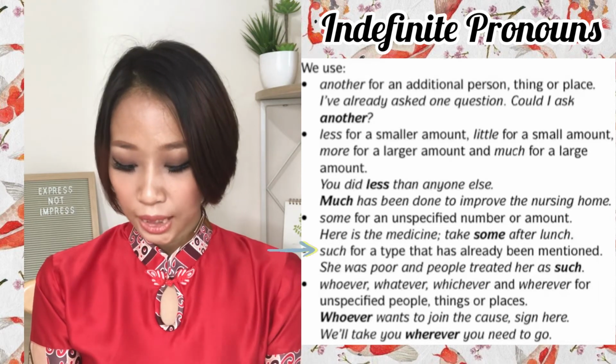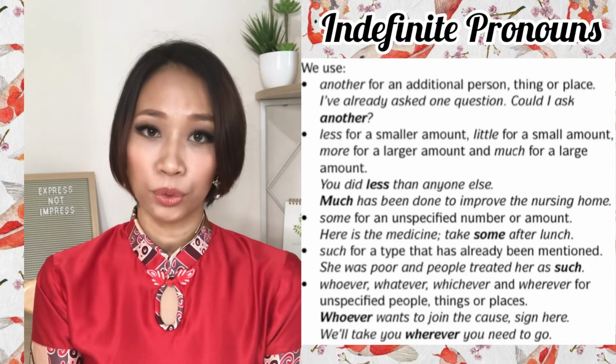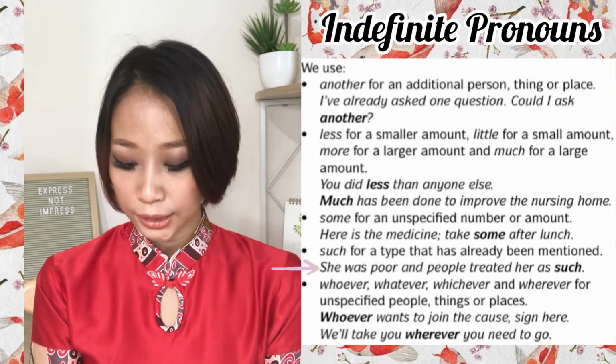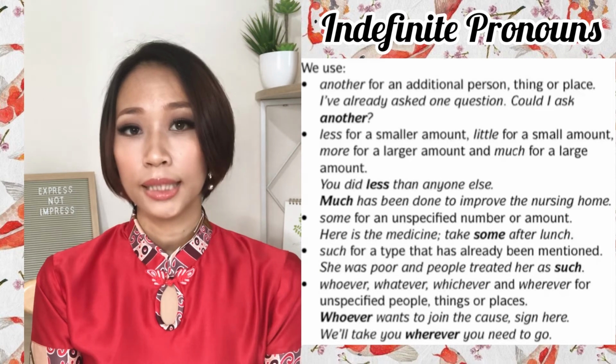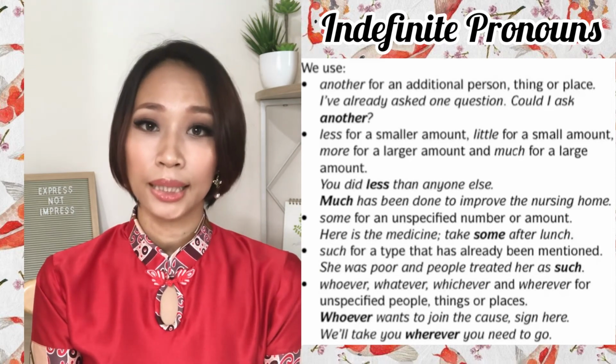We use such for a type that has already been mentioned. Kita guna such untuk satu jenis yang telah disebut. She was poor and people treated her as such. Dia seorang yang miskin dan orang layan dia seperti begitu. So, such merujuk kepada kemiskinan perempuan itu.